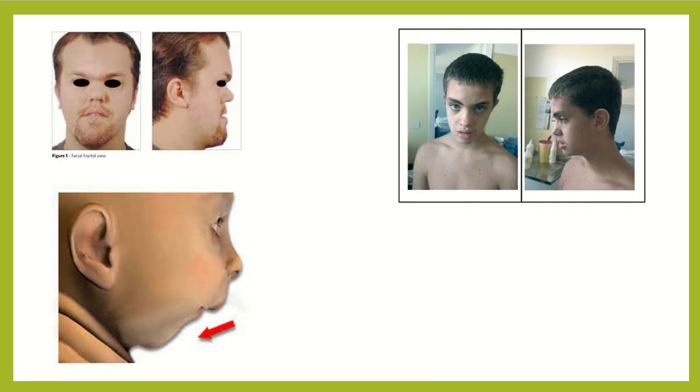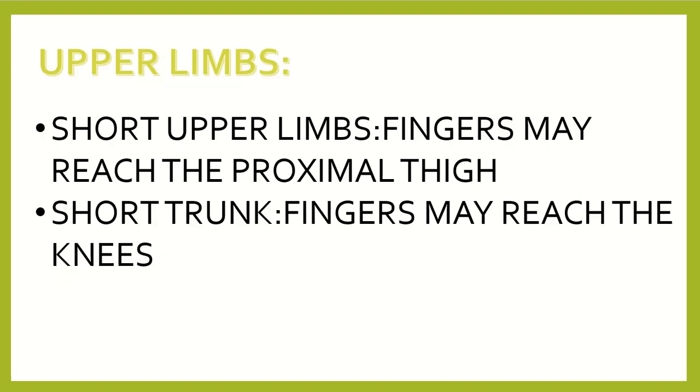Look at the picture. The first picture is a child with achondroplasia, and you can see the prominent forehead and the prognathism. In the second picture, you can see a baby with Down syndrome with flat occiput, and in the third one, you can see micrognathia as present in Pierre-Robin sequence.